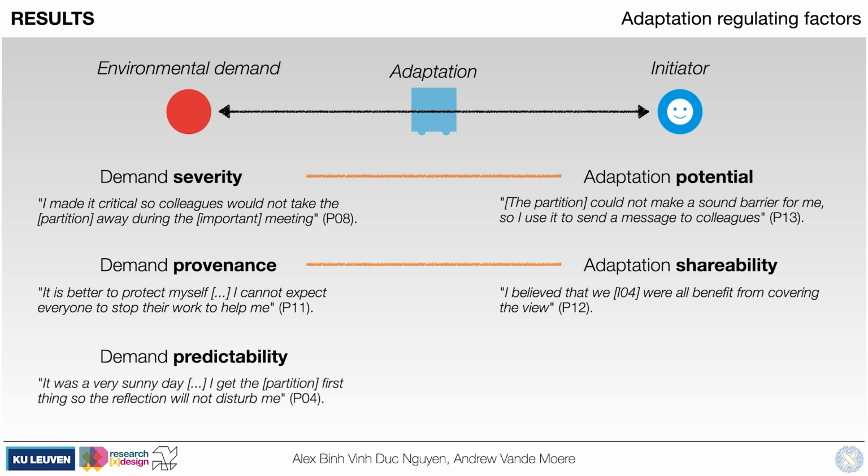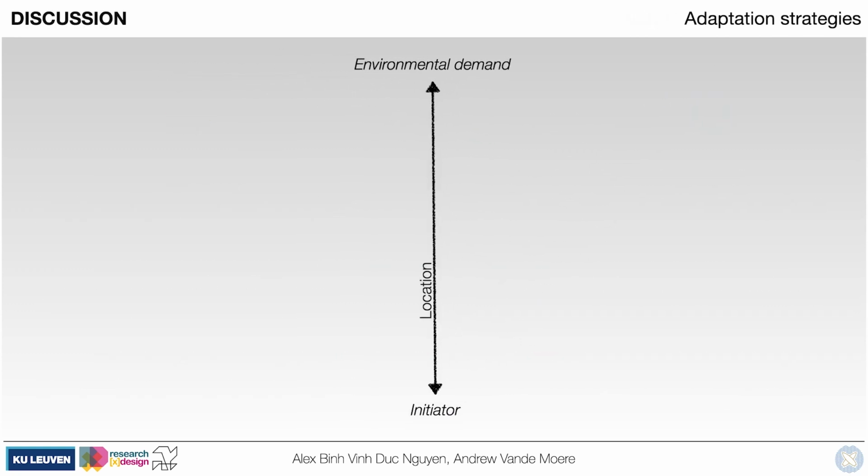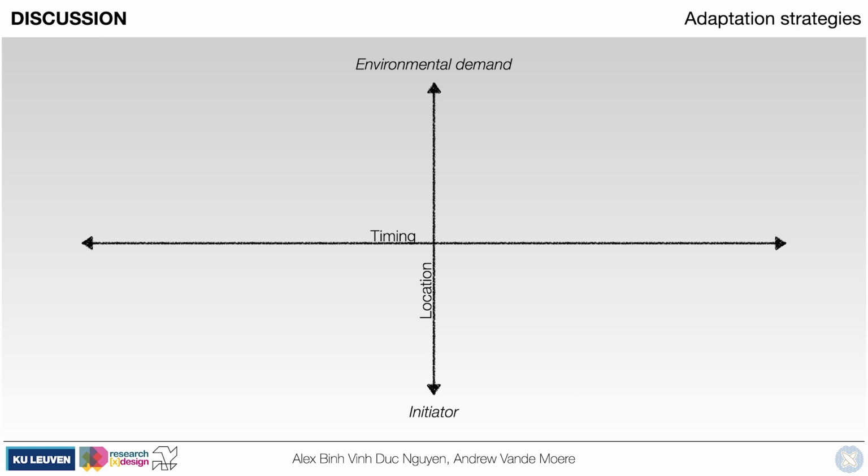The predictability of a demand, meanwhile, reflects the likelihood of its occurrence, whereas the intentionality of an adaptation describes how readily other people can interpret its purpose. The participants employed these 6 regulating factors to decide whether to initiate an adaptation among 2 axes. The first axis is location, describing whether the adaptation should take place around the initiator or around the demand. The second axis is timing, describing whether the adaptation should be proactive, taking place before the demand occurs, or reactive, taking place during its occurrence.